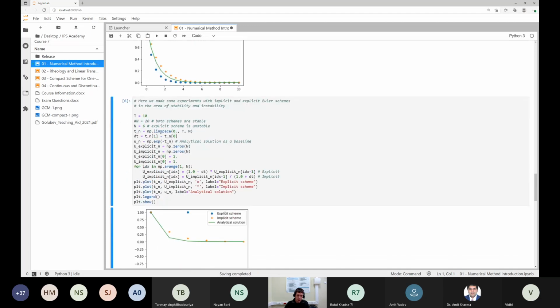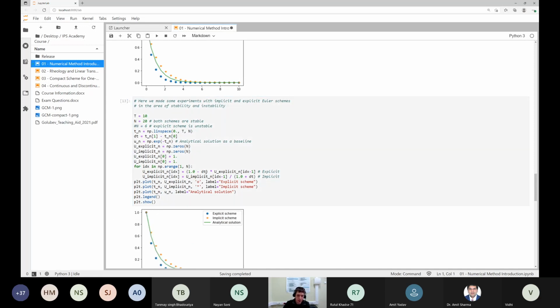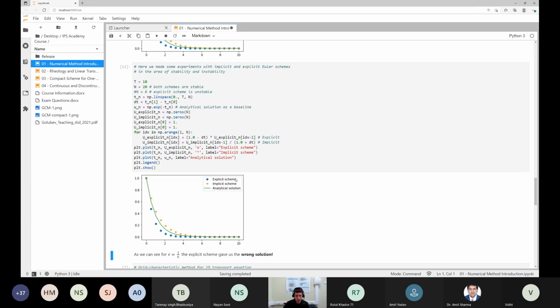Yeah, here. What if we have 20 points and the time domain equal to 10? Let's run it. Yeah, we will obtain the same solution: the explicit scheme, the implicit scheme, and the analytical solution is close to both of these numerical solutions.